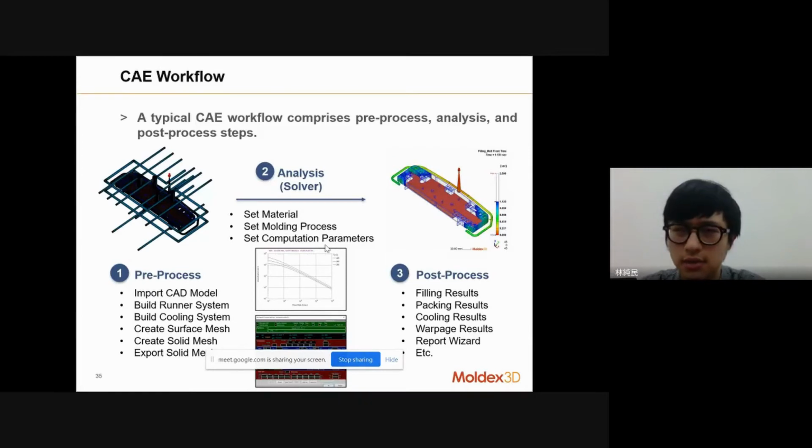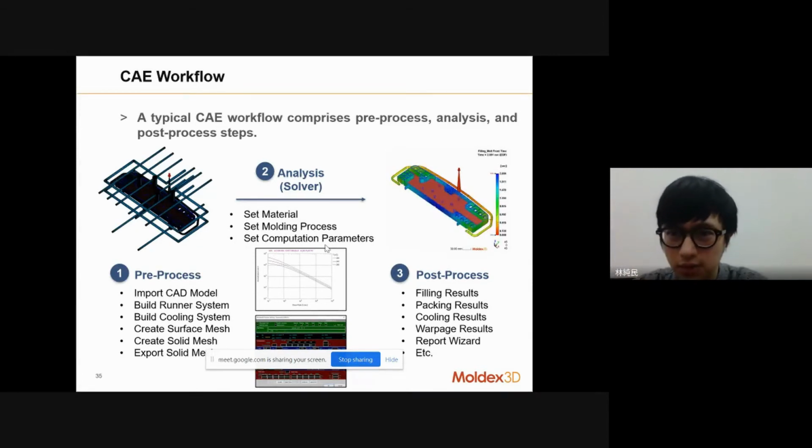So you can slow down to fill in your melt plastic, then make it feel full. So this is the packing result. And after the packing result, we will have to make our product cool down.